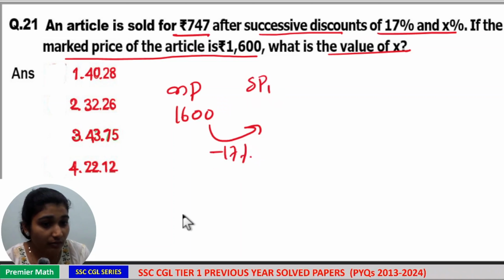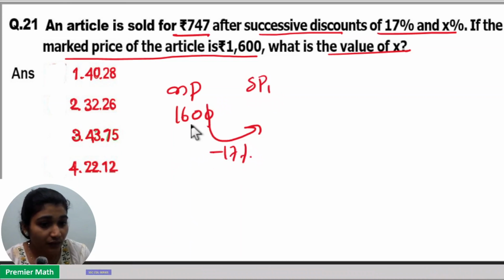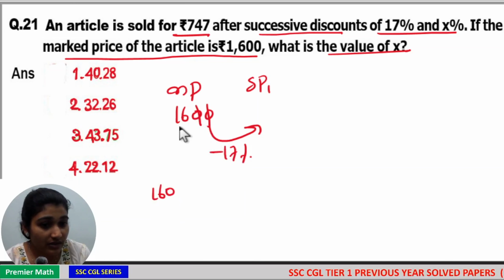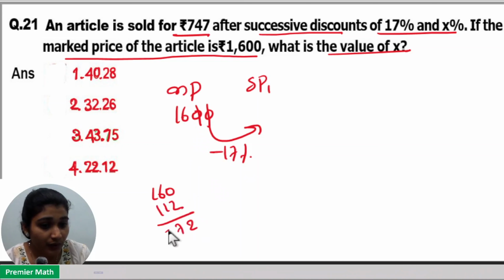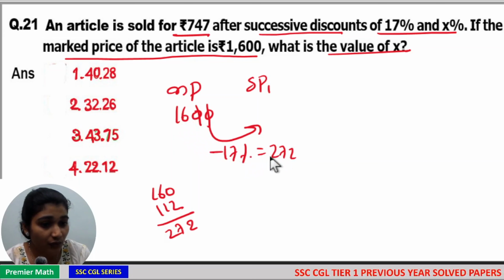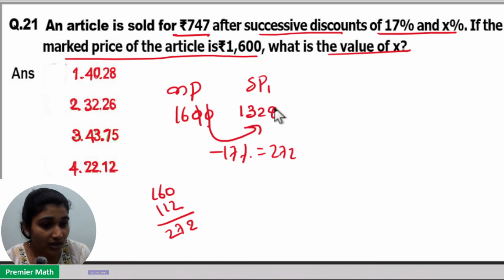Then selling price 1 becomes: 10% of 1600 is equal to 160, and 7 percentage means 1 percentage is 16, so 7 percentage is 7 into 16, which is 70 plus 42, 112. Then 17 percentage is equal to 272 rupees. So discount is 272 rupees on 1600, meaning 1600 minus 200 is 1400, 1400 minus 70 is 1330, 1330 minus 2 is 1328. So this is the selling price 1.